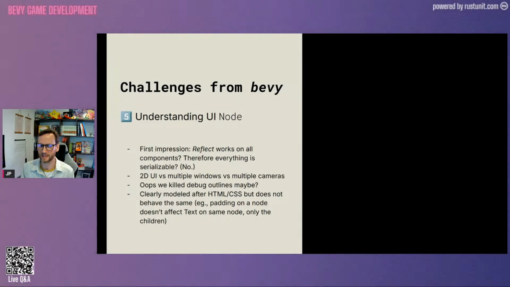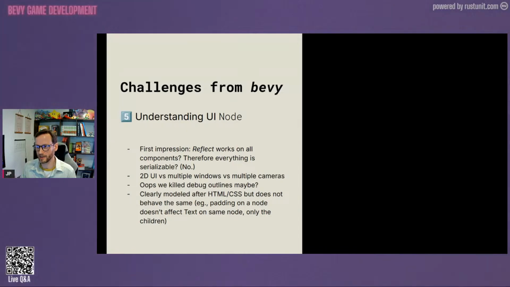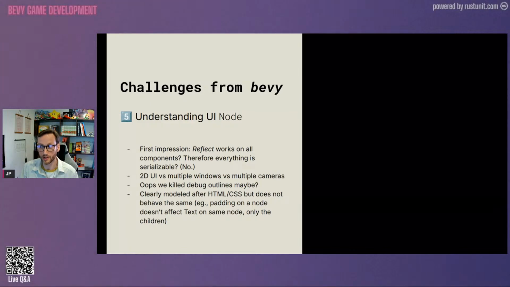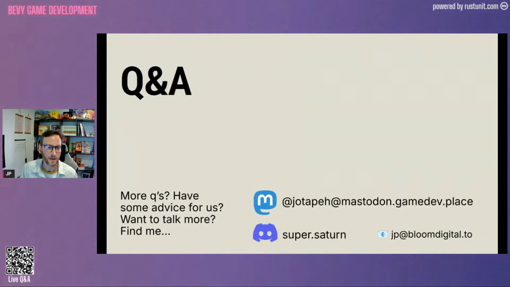But simple things like, if I put padding on a node and I put text on the same node, in HTML and CSS I expect the text to be affected by the padding, but that is not the case as far as I've seen in Bevy so far. Again, limited time to experiment, but from what I've seen, if you put the text in a child node, yes, it respects it, but otherwise it just kind of blows out.